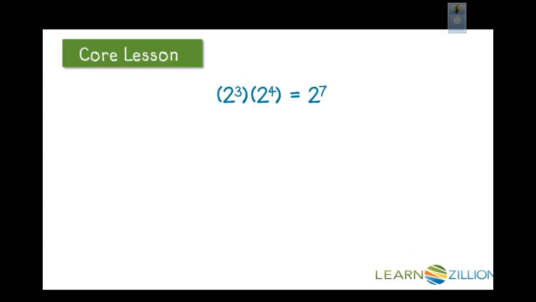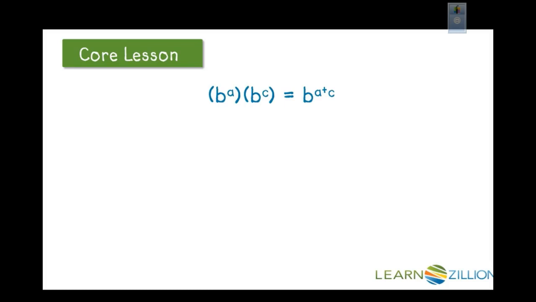Now, 2 to the third times 2 to the fourth is equal to 2 to the 7th. Do you see a pattern here? Notice that the exponent on the product, 7, was the same as the sum of the exponents in the original multiplication sentence, 3 and 4. This makes sense because we multiplied a total of 7 2's. This will always happen when multiplying exponential expressions with the same base. The new exponent is the total number of times you are multiplying the base by itself.